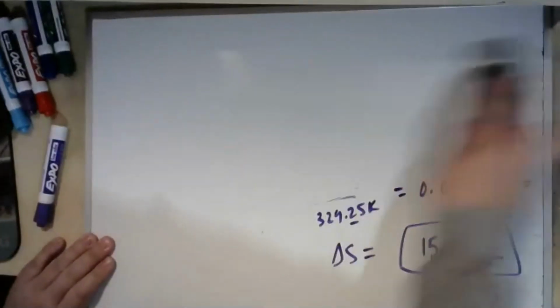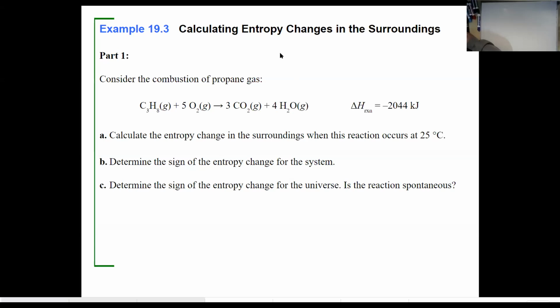So let's check out the next question. Okay, so the next question has 3 parts that we're going to look at. We're looking at the combustion of propane gas. We're going to calculate the entropy change in the surroundings when this reaction occurs at 25 degrees Celsius. We're going to determine the sign of the entropy change for the system and then the sign of the entropy change for the universe and decide if the reaction is spontaneous. Sounds like a lot to do, but it's all pretty straightforward.